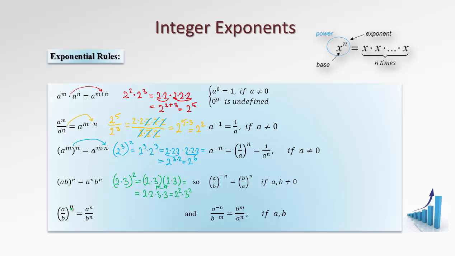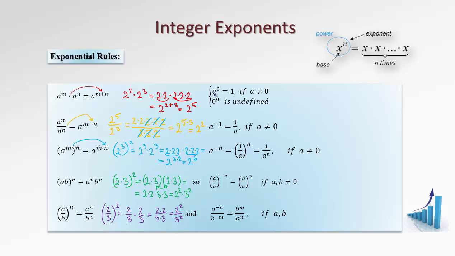Similarly, we can distribute the exponent over the division. So a over b to the n is the same as a to the n over b to the n. To see it on a particular example, well, let's take 2 over 3 and raise it to the square. That really means the same as 2/3 times 2/3. But it could be written as 2 times 2 over 3 times 3, which is the same as 2 square over 3 square. So yes, indeed, we can distribute the exponent to the numerator and denominator.